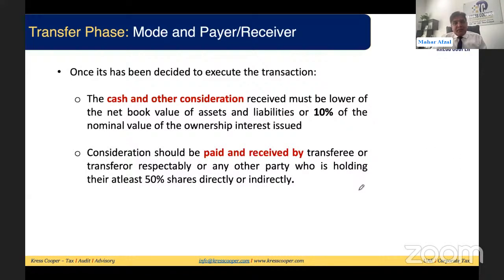Consideration can be paid by the transferee or the person who is holding at least 50% ownership interest in the transferee. In the same way, the consideration can be received by the transferor or the person who is holding at least 50% ownership in the transferor. This was discussed in our webinar.